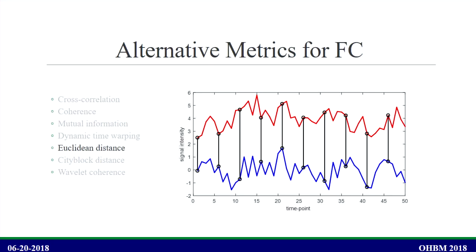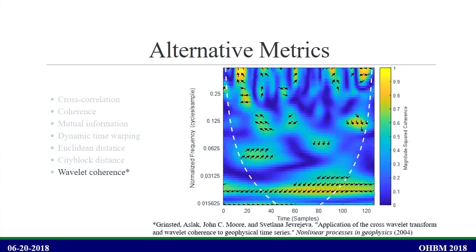It basically takes into account the squared differences of corresponding points throughout the two signals. City block distance is again very similar to Euclidean, but it doesn't take into account square differences. It just looks at simple differences across the different time points. And finally, we have wavelet coherence, which basically is a wavelet domain similarity between two time courses or BOLD signals.